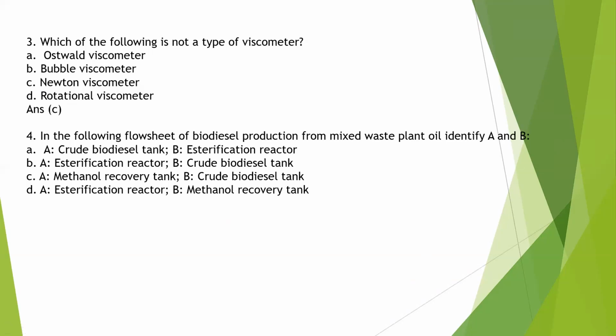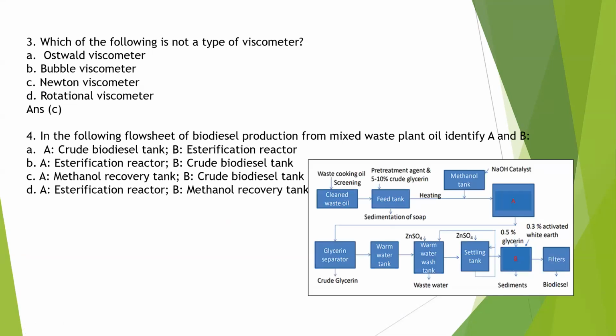So next question is, in the following flow sheet of biodiesel production from mixed waste plant oil, identify A and B. So here is a flow sheet for the production of biodiesel from the mixed plant oil. We have to identify what is A and what is B in this figure.